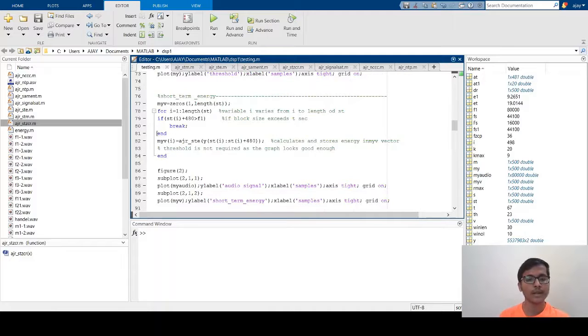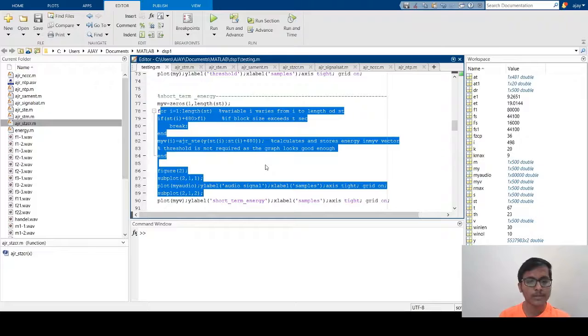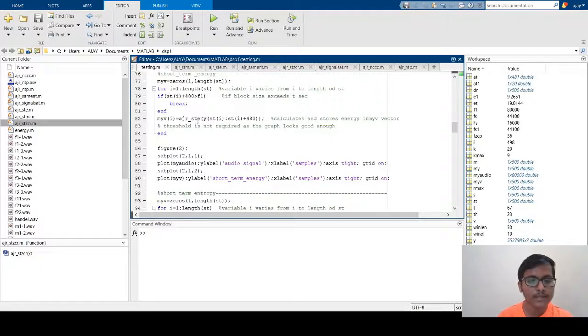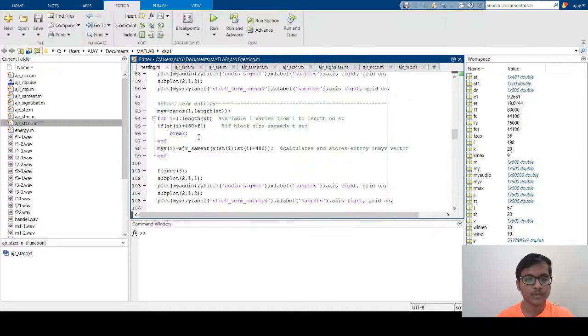In a similar manner, I have taken the same code, as the code is the same, but here I have replaced STM with STE. The remaining things are all the same. Here I did not take a threshold in this short term energy because the graph looks very good. For noise, we need not take the threshold. The graph looks very good, as it does with a threshold.